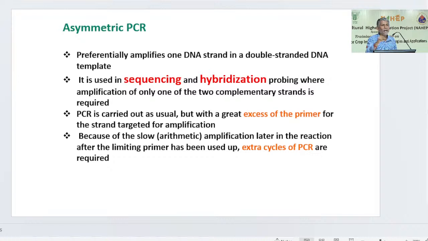It's actually one direction, only one strand I will do. Understood? Most of the cases, in case of sequencing, we do that. Got it? We do it in one direction. And when you do a probe for hybridization, this has to be single stranded. Suppose you are doing a Southern, you will be doing one strand, no? So in those cases we do single stranded amplification, right?